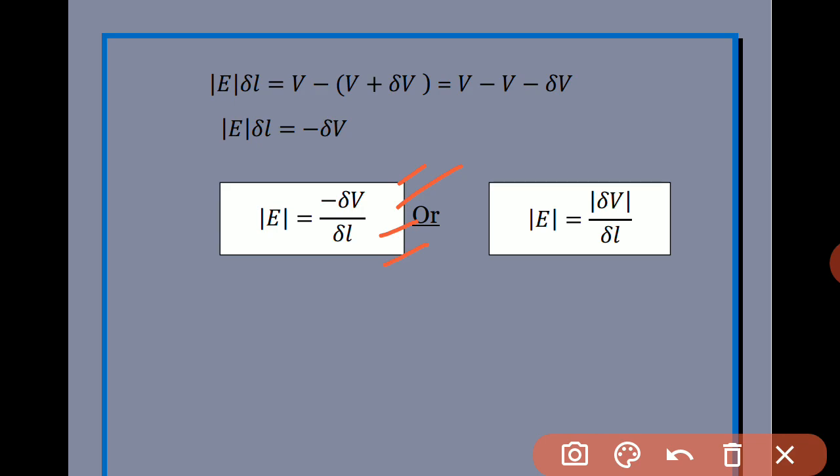This equation can also be written with the modulus sign. If you consider the modulus, the negative sign goes away, since you consider only the magnitude, meaning positive will come. So modulus of E is equal to modulus of delta V divided by delta L, which is the final equation. So this is the relation between electric field and electric potential.